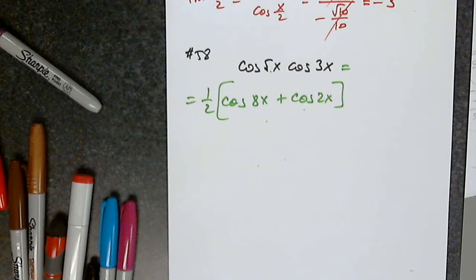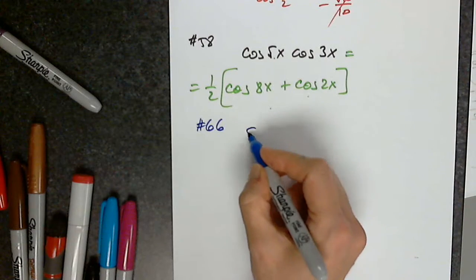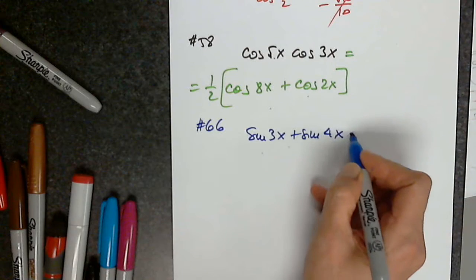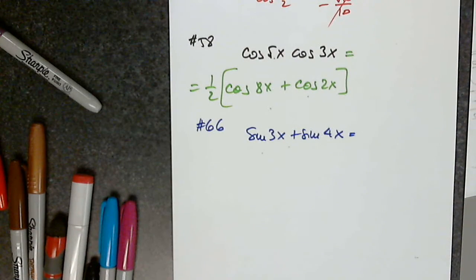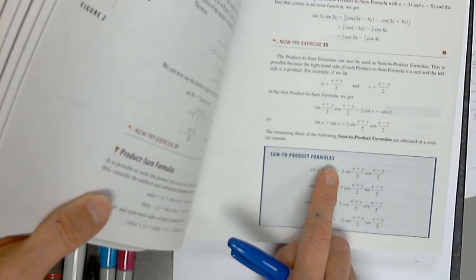Write a sum as a product. Let's say 66: sine 3x plus sine 4x. Is it a sum or is it a product? It's a sum. So let's look at the sum to product formulas. And what we have here is sine plus sine.